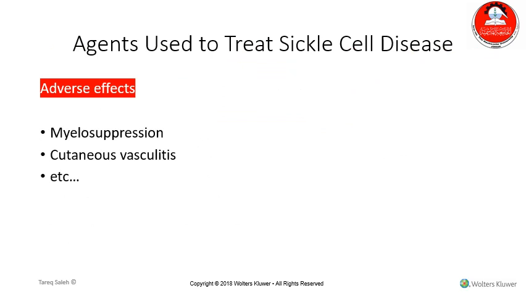Of course, hydroxyurea has some side effects like other chemotherapeutic agents. It will definitely suppress bone marrow function, which can sometimes exacerbate the anemia, and it will also result in a condition called cutaneous vasculitis, which basically describes the painful inflammation of small peripheral blood vessels.